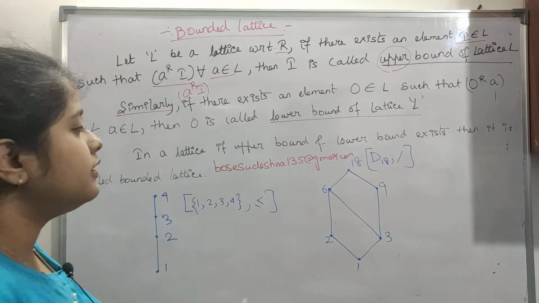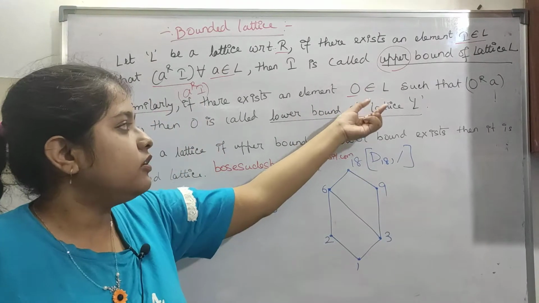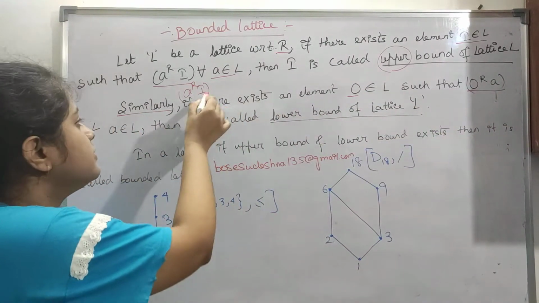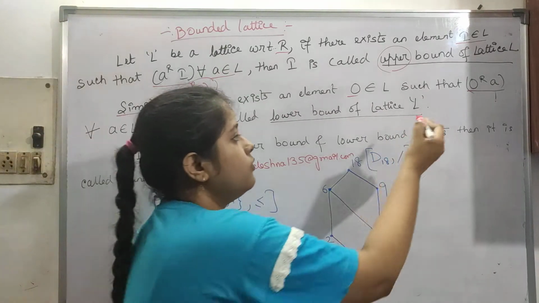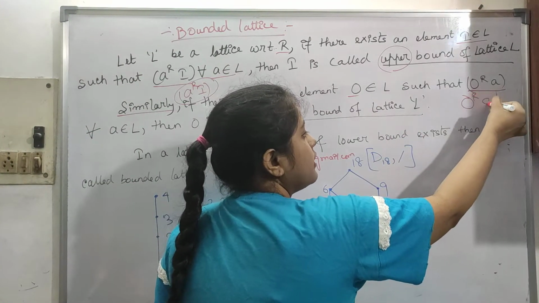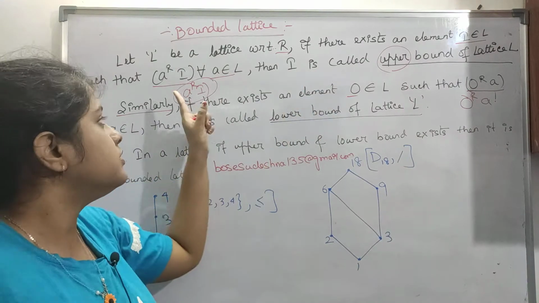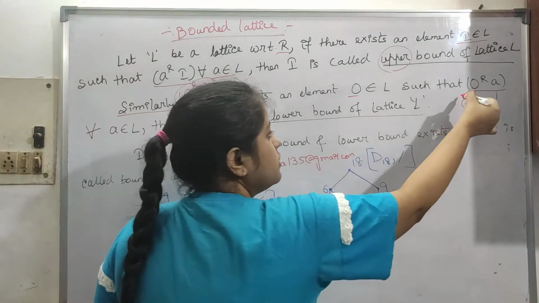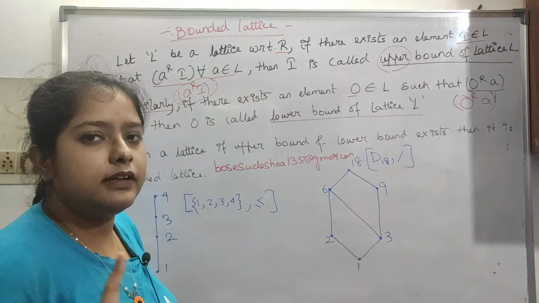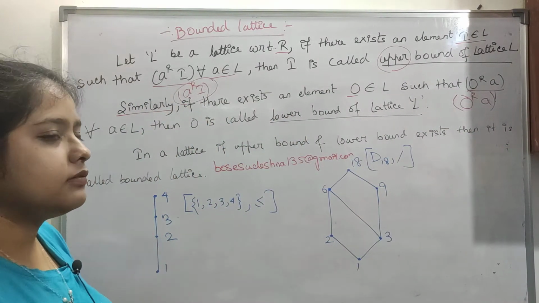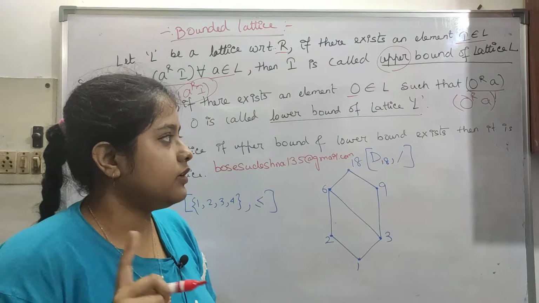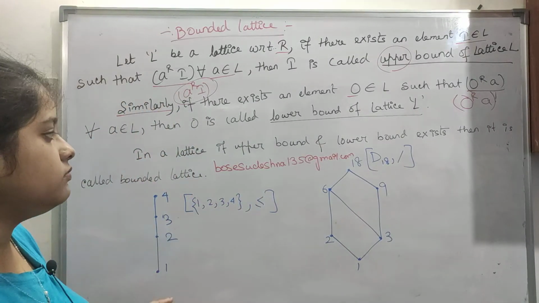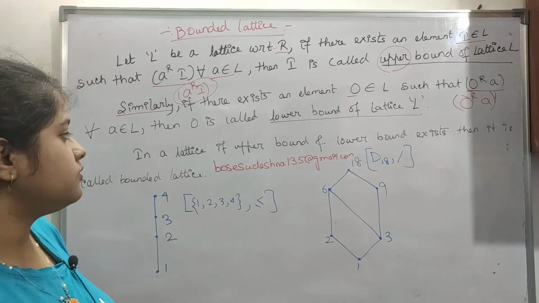Similarly, if there exists an element, let's say O belongs to L such that O is related to A, so this order is different. O is related to A, and previously there was an element I which A was related to I. So the order is very important here. We will see practical examples while solving questions, and you will get to understand it very clearly.